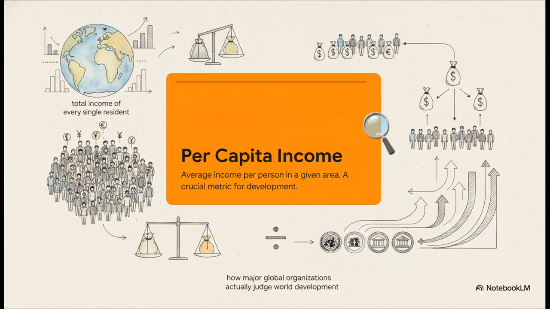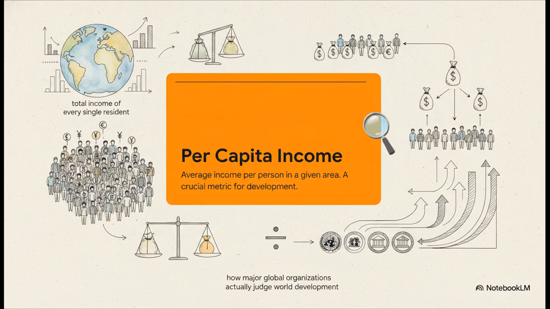Okay, let's dive right in. How do we actually figure out if a country is developed? Like, what's the math there? Well, a super basic metric is national income. You literally just calculate it by adding up the total income of every single resident in a country. Simple, right? But wait, total income can be really misleading.